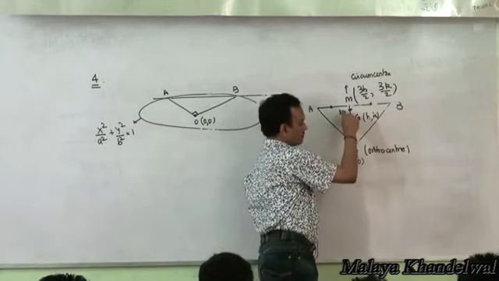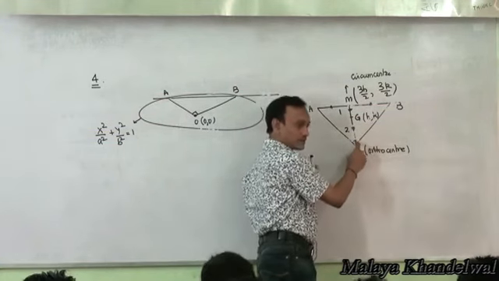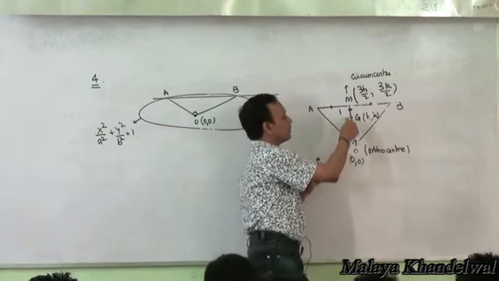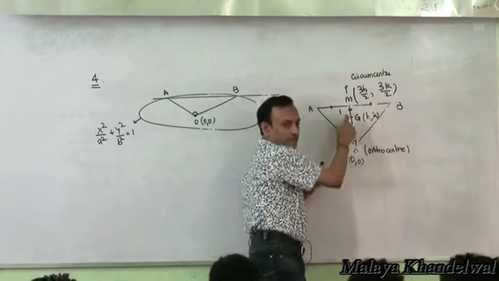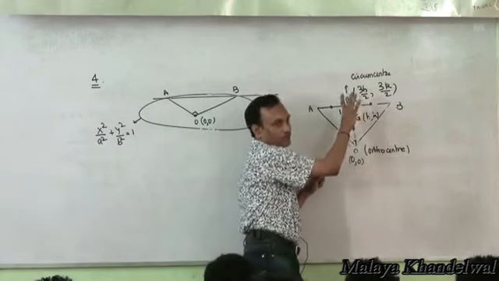Plus 1 into 0 divided by 3, that will be h. Yes or no? You can use the section formula. 1 into 0 plus 2 into the x coordinate of M divided by 3 will be h. So you know the x coordinate of M, although that's not required.